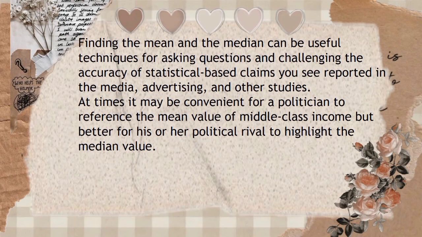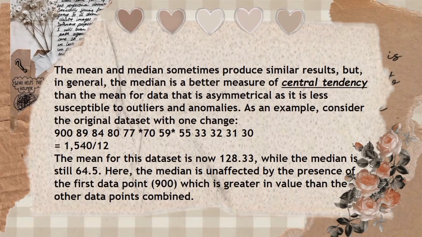Finding the mean and the median can be useful techniques for asking questions and challenging the accuracy of statistical claims you see reported in the media, advertising, and other studies. At times, it may be convenient for a politician to reference the mean value of middle-class income, but better for his or her political rival to highlight the median value. The mean and median sometimes produce similar results, but in general, the median is a better measure of central tendency than the mean for data that is asymmetrical, as it is less susceptible to outliers and anomalies.